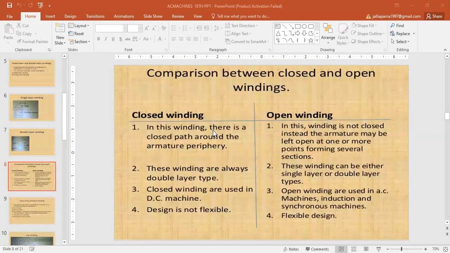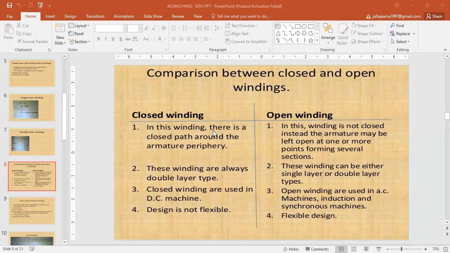So, a comparison between closed and open type winding. In closed winding, there is a closed path around the armature periphery. In open winding, the winding is not closed. Instead, the armature may be left open at one or more points, forming several sections. Closed windings are always double layer type. Open windings can be either single layer or double layer type.